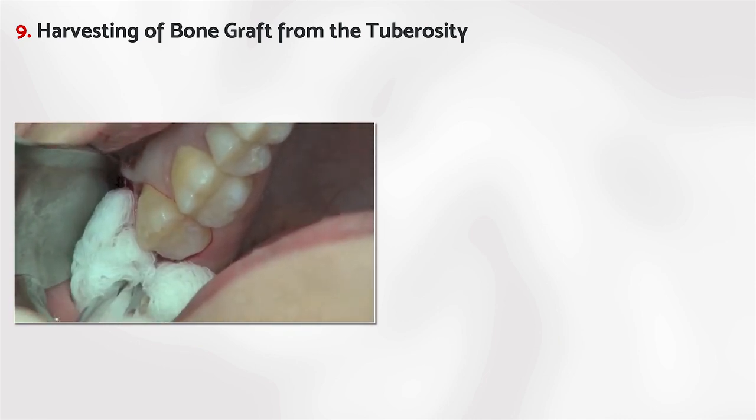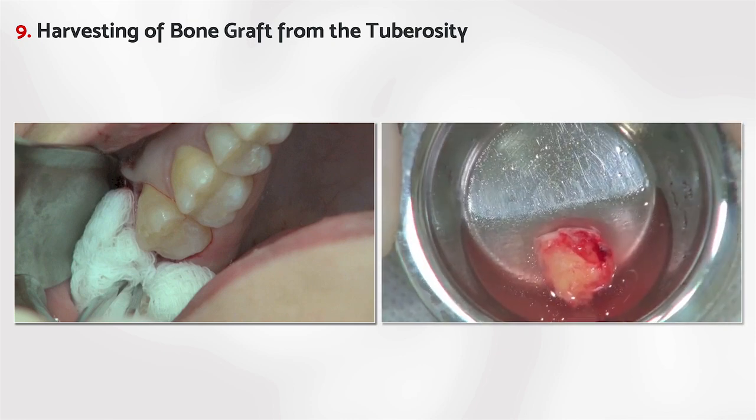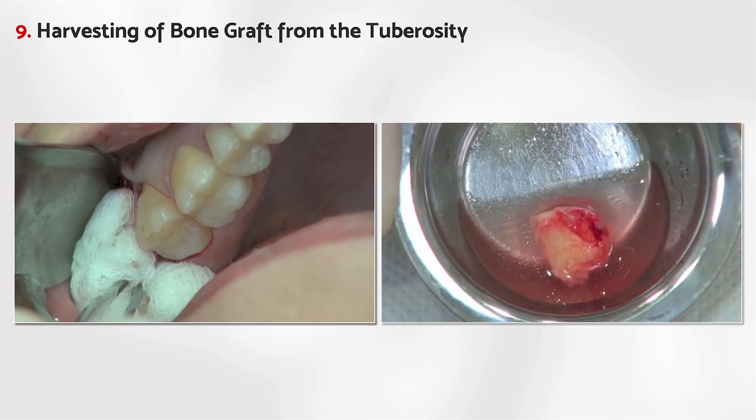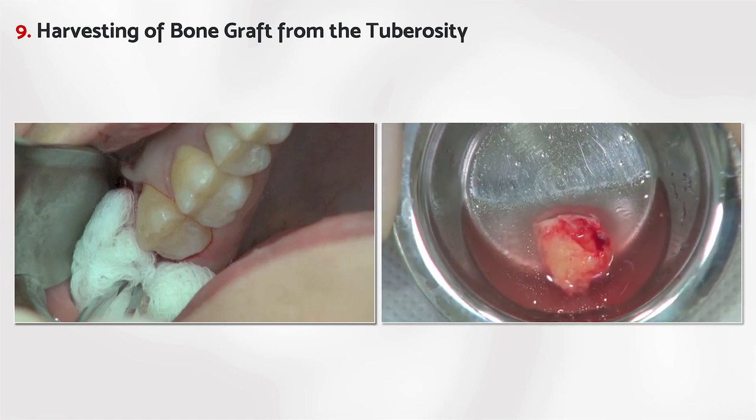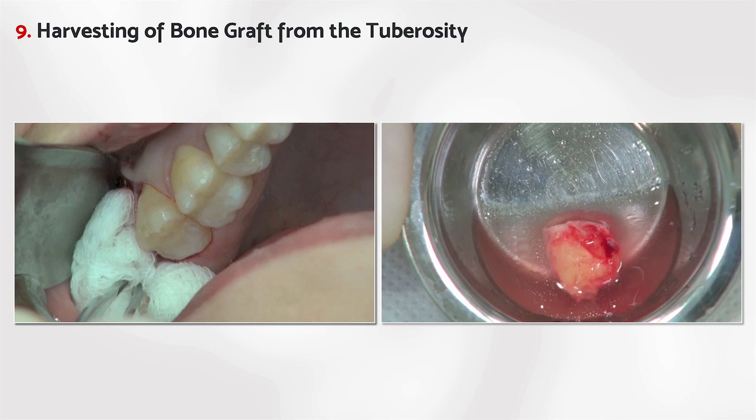As soon as the bone was taken, we insert a gauze and we ask the patient to bite. We insert this bone inside the container. This is the block bone that's going to be crushed.